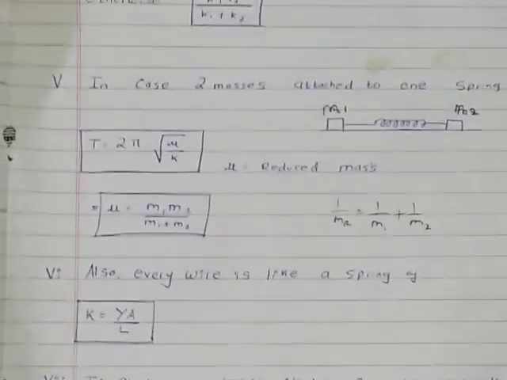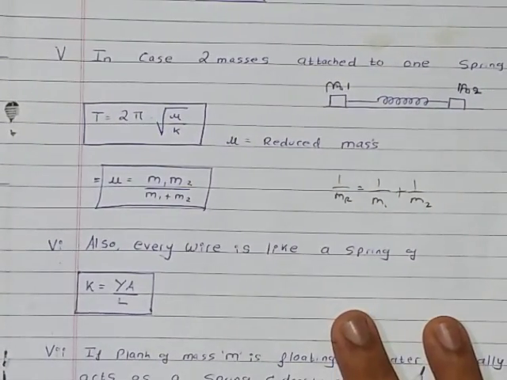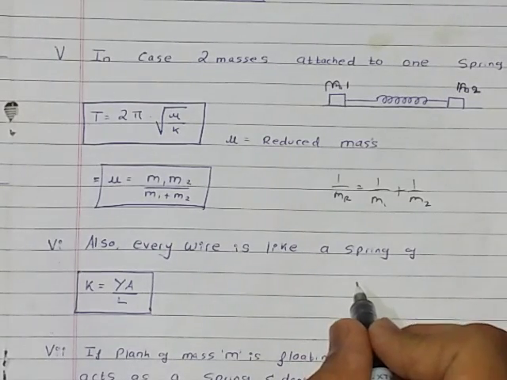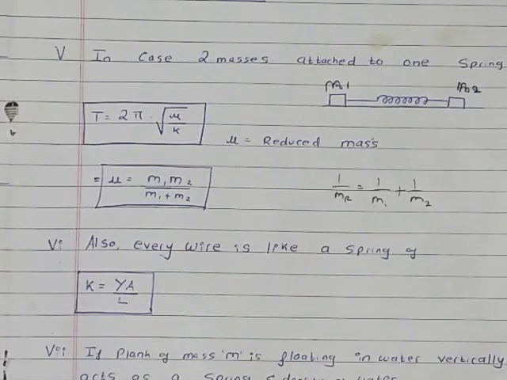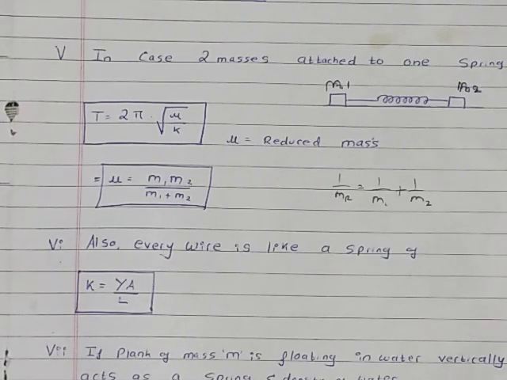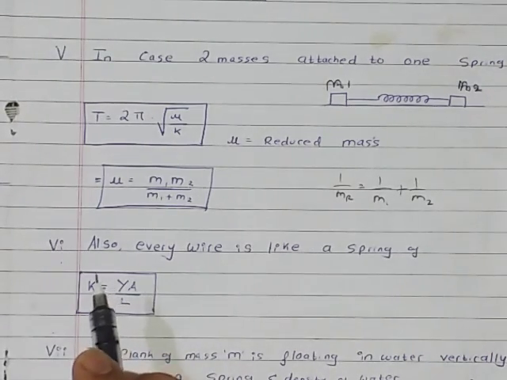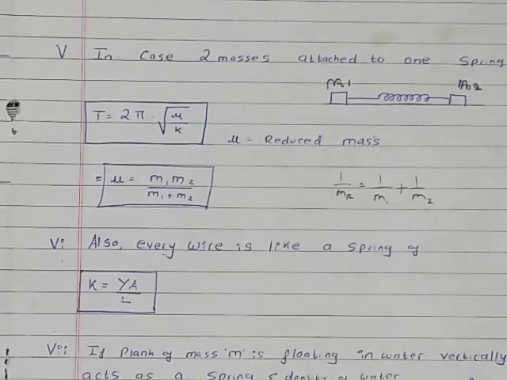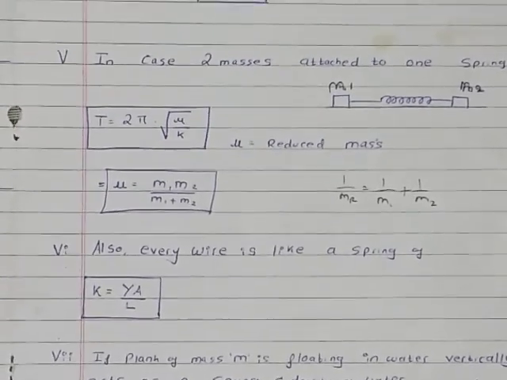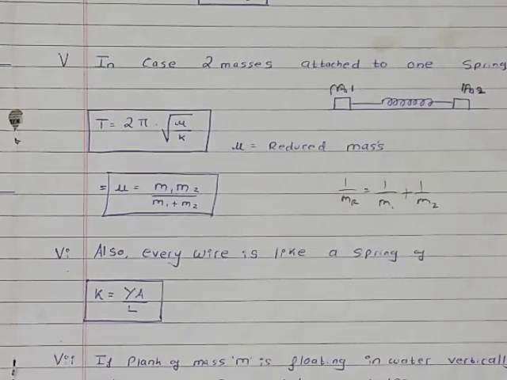Also, every wire is like a spring. I hope you know what Young's modulus is. If not, I'll make another video, don't worry. So the spring constant K of the wire equals Young's modulus times its area upon its length, that is YA upon L.